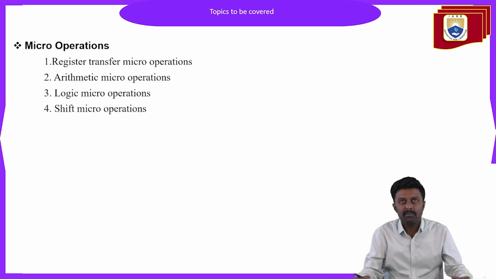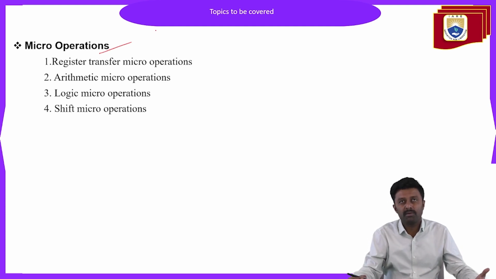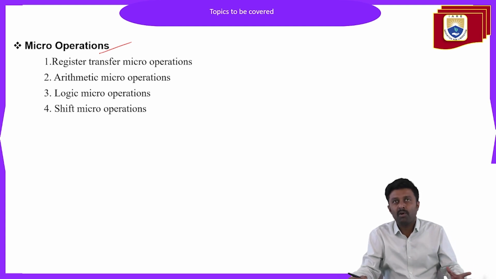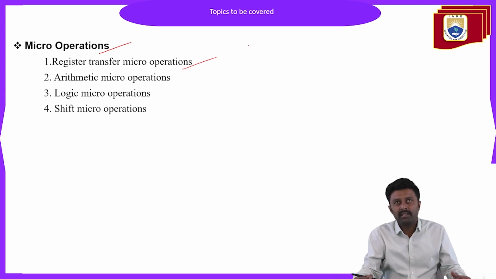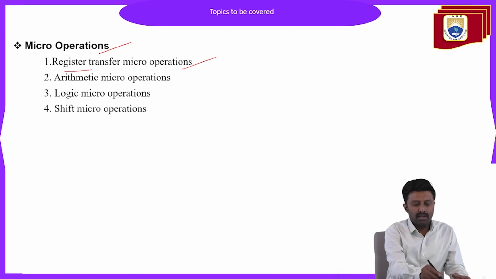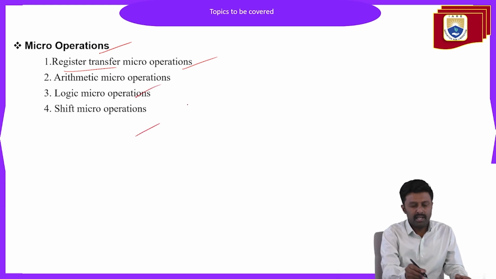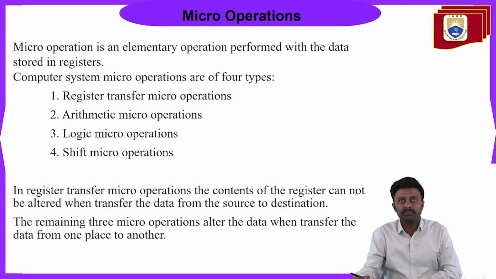In this video, we shall be learning the micro operations, that is in the second module of the computer architecture. Micro operations are the operations which are performed on registers. So in the micro operations, we'll be learning the different types of micro operations available. That is register transfer micro operation, arithmetic micro operations, logical micro operations, and shift micro operations. So we'll see all these micro operations one by one.